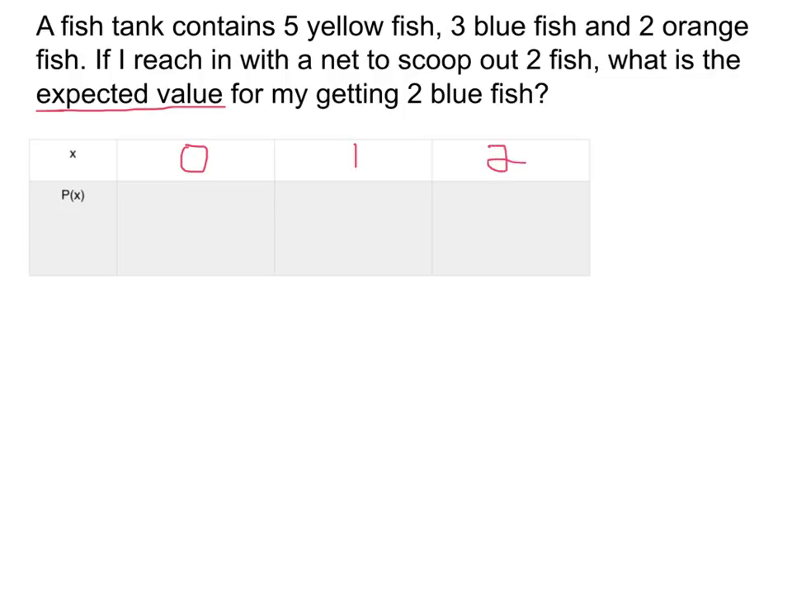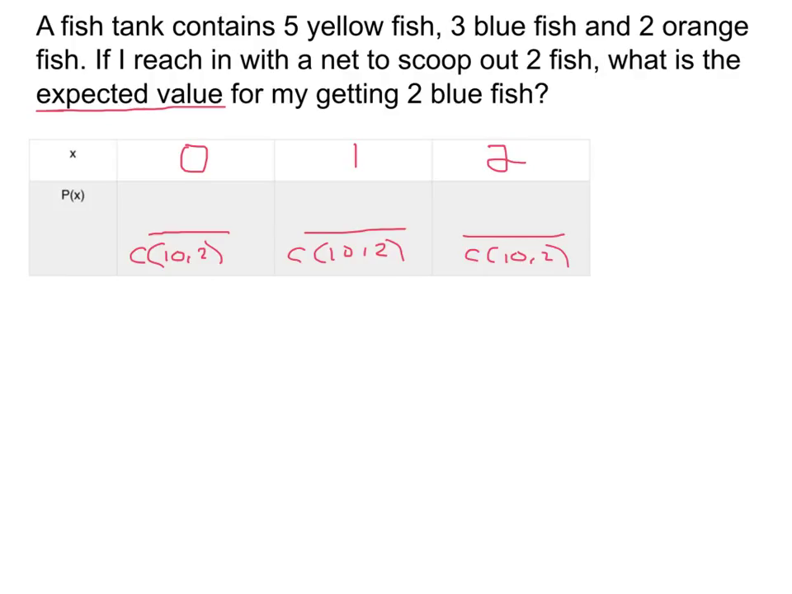So these are our x's, and now we need to figure out what the probability for each of those is. Since this is a probability problem where we are taking 2 things out of 10 things total, because there's 5 yellow, 3 blue, and 2 orange, so we have 10 fish altogether, our sample space is going to be the combination of choosing 2 things out of 10. So for each of these probabilities, our denominator looks like 10 choose 2. That's going to be the same because that's just the sample space. And we know that in probability, once you have your sample space, it's the same for all of your probabilities within that problem. That's our denominator.